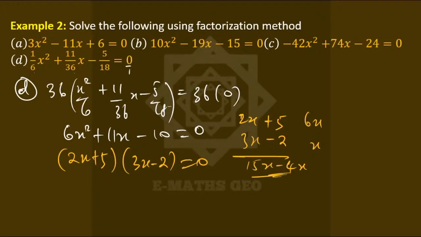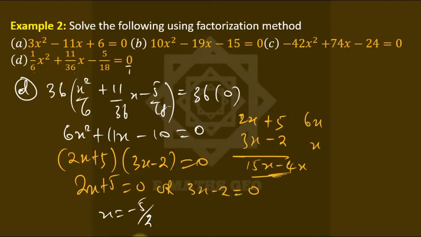So this is very efficient now, solving for x, equating each of them to 0. I've told you why. The product of two numbers being 0 means that one of the numbers must be 0. It's a must, if not, the answer will not be 0. So we now solve for x. This is negative 5 over 2 or 2 over 3. So that's how we solve quadratic equations by factorization.